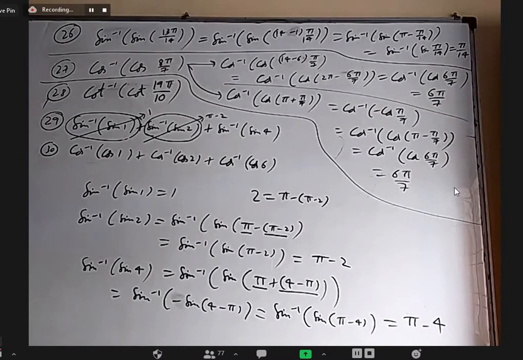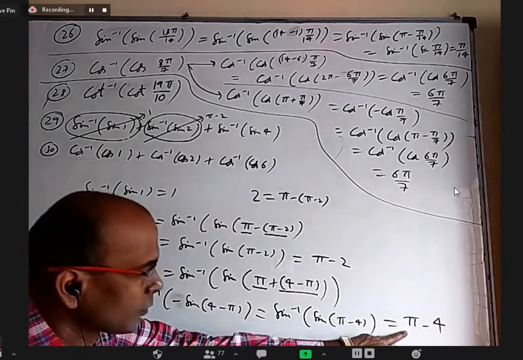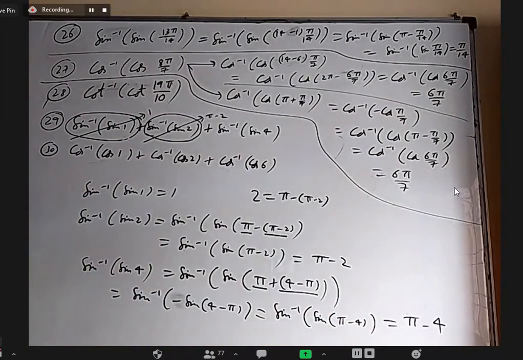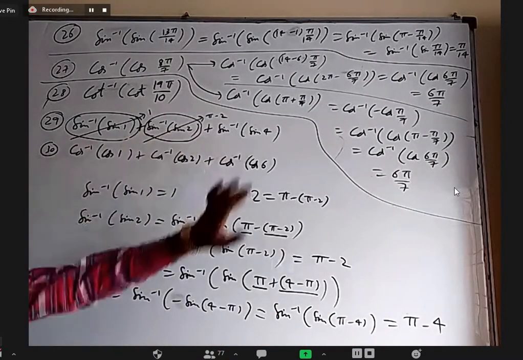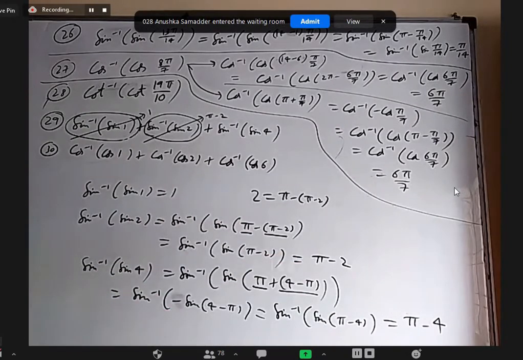Sir, is it 2 pi minus 3? Which one is 2 pi minus 3? The total answer? Yes. 2 pi minus 5. Yes, sir. Okay. So finally, the total answer for this sum is 2 pi minus 5. This plus this plus this.